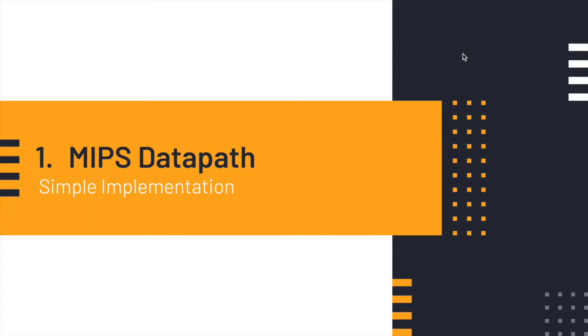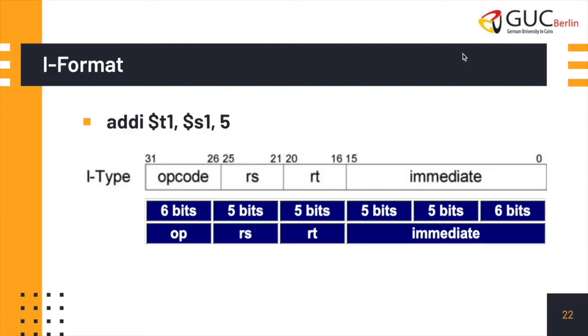So now we will tackle the I format or I type instructions, and as you remember, the most famous I type instructions are the add immediate, the load word, the store word, and the branch unequal. So let's start with an add immediate instruction. How does an add immediate instruction flow in our data path? We have here add immediate, addi T1, S1, and 5. As you can recall, T1 is the RT or the target register, S1 is the RS or the source register, and 5 is an immediate or a constant number.